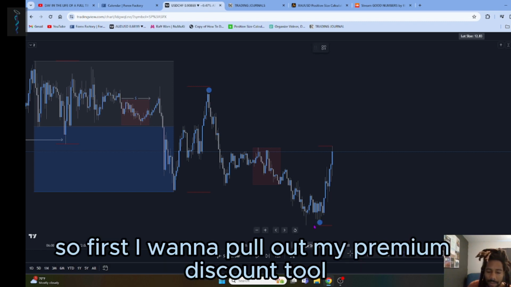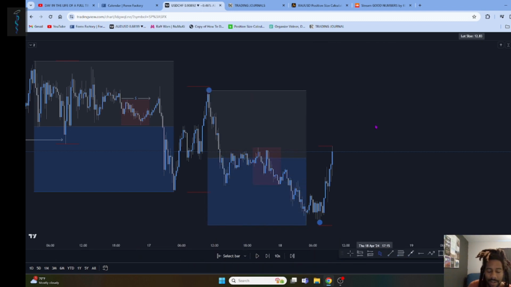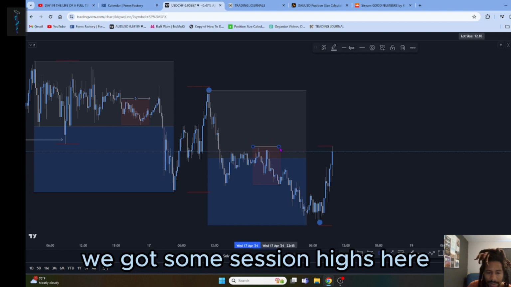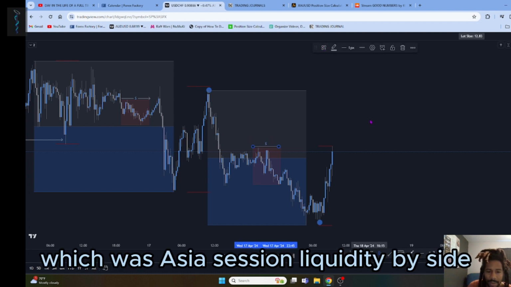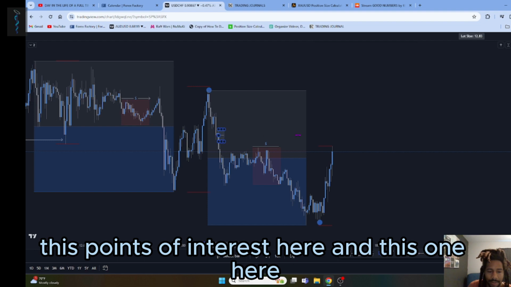So first I want to pull out my premium discount tool from the low to the high of the trading range, and I see all of this liquidity. We got some session highs here, which was Asia session liquidity, the buy side, and I saw 2 points of interest. This point of interest here, and this one here.